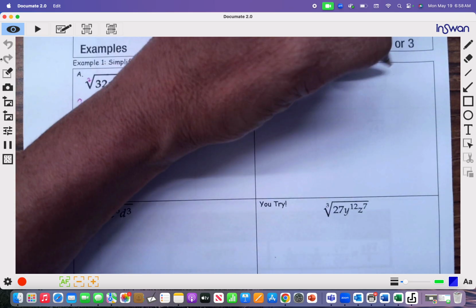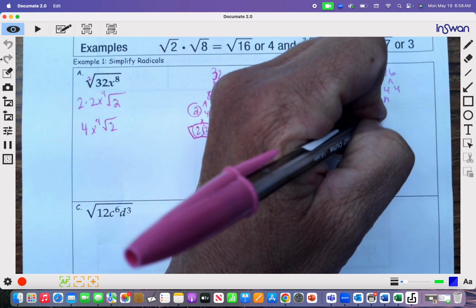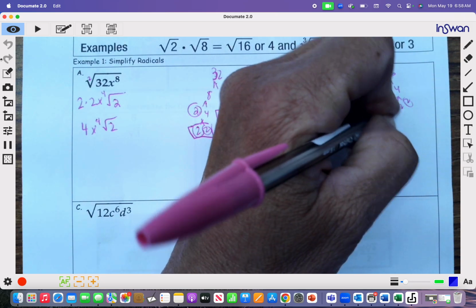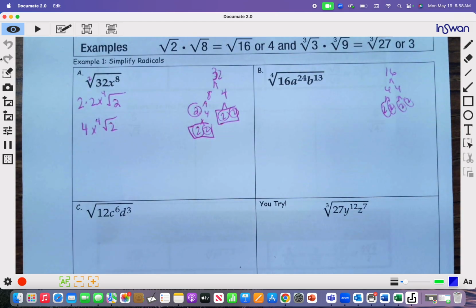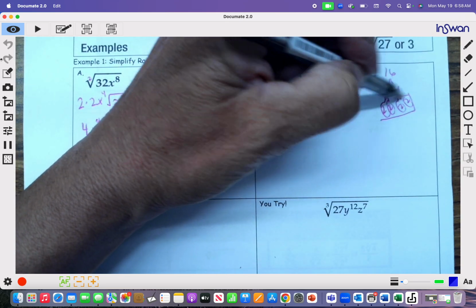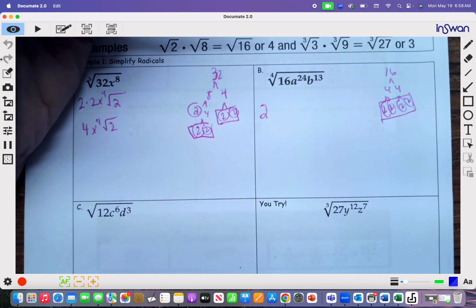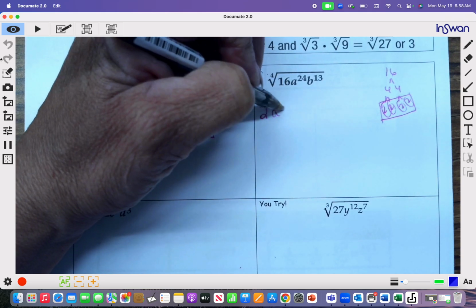Then we do the same thing here. So I'm going to break down the 16 to 4 times 4. And then that breaks down to 2 and 2. So all of these 2's are prime. And now I need groups of 4. And I have 4 2's. So all of those 2's can come out as a 2. And then I do the same thing here. So 24 divided by 4 is 6. So this is a to the 6th.